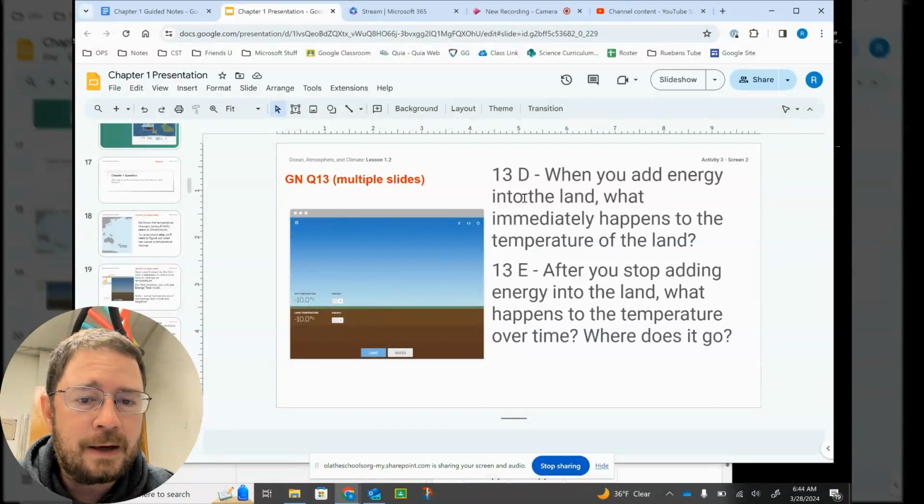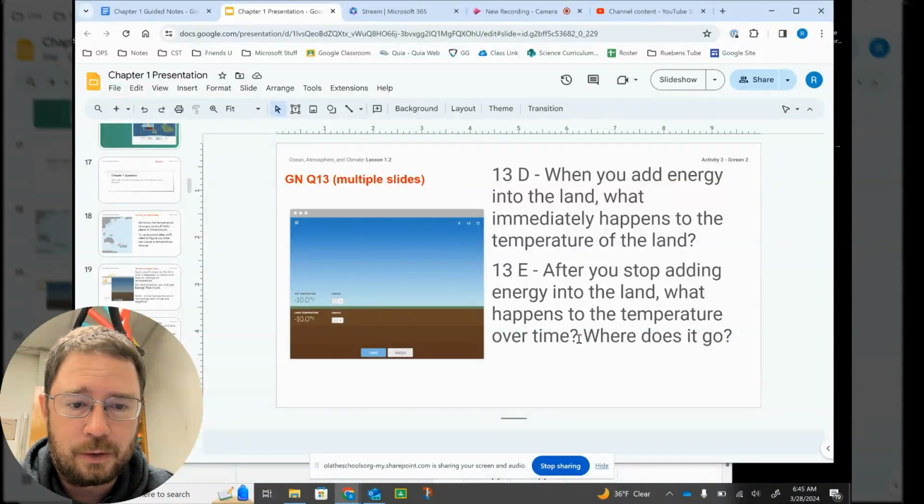13D, when you add energy into the land, what immediately happens to the temperature of the land? So we add energy here. As soon as you stop, what starts happening to the temperature and what happens to the energy? 13E, after you stop adding energy into the land, what happens to the temperature over time?